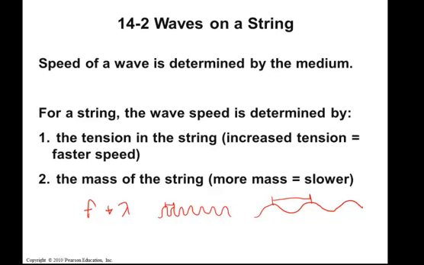And since frequency is related to period, that means if you change the period, the wavelength will change, or vice versa. And since period is the reciprocal of frequency, that means period and wavelength do the same thing, but frequency and wavelength do the opposite thing.